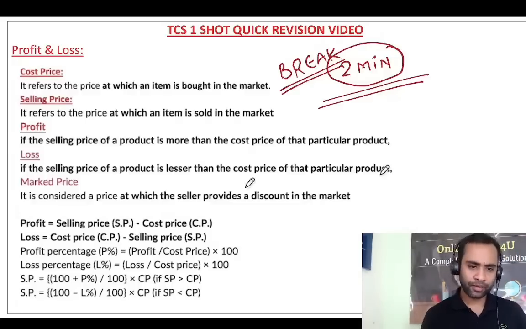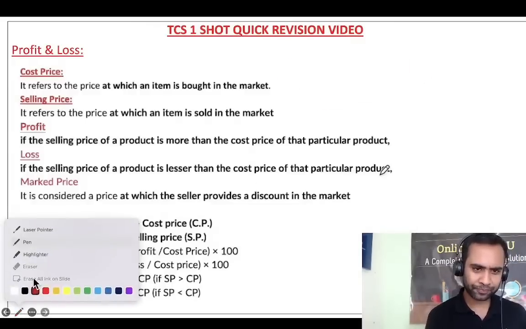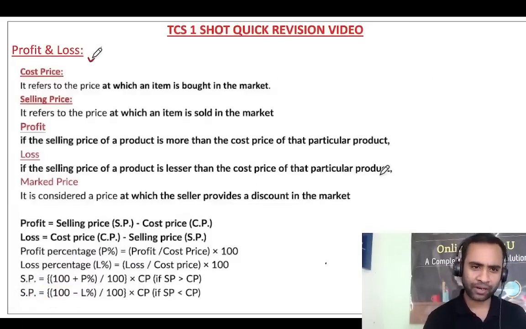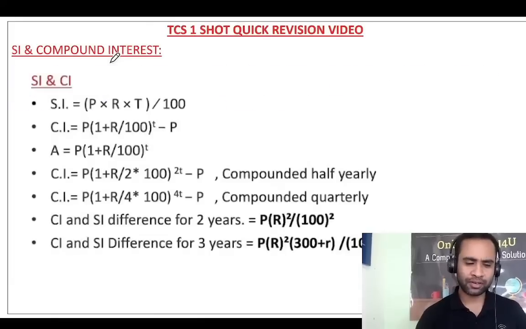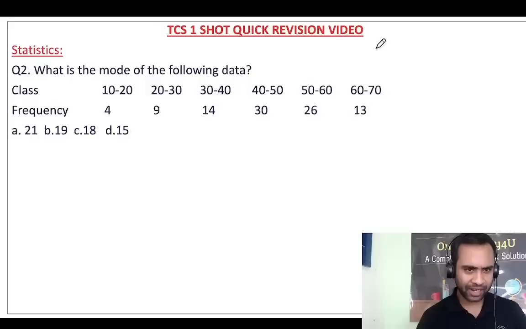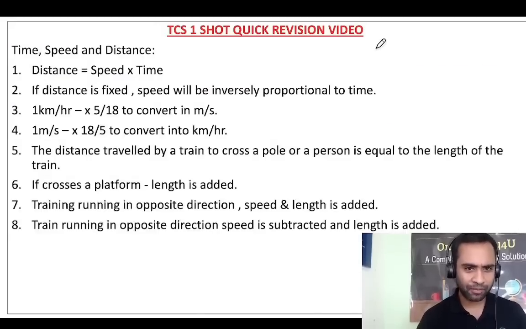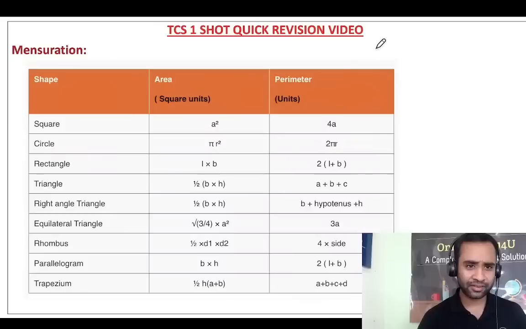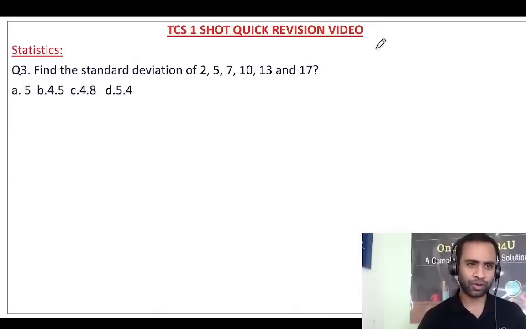Okay, now the time is up. So we have profit and loss now. Then we have simple and compound interest, where we'll be doing installment based problems. Then we have statistics, then time and work, then time, speed and distance, and then mensuration. So a lot of things are still pending.